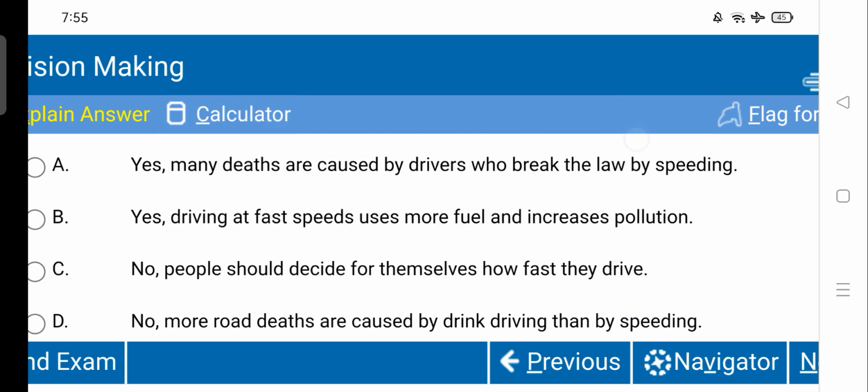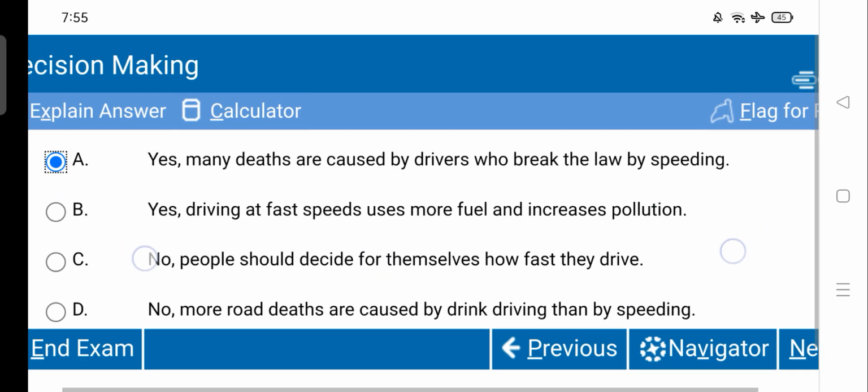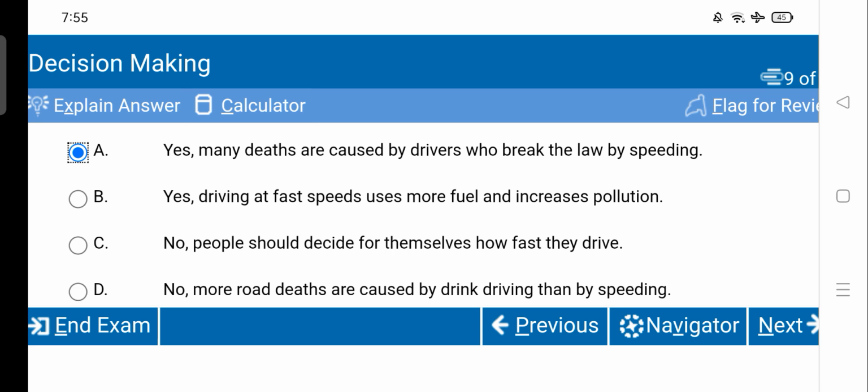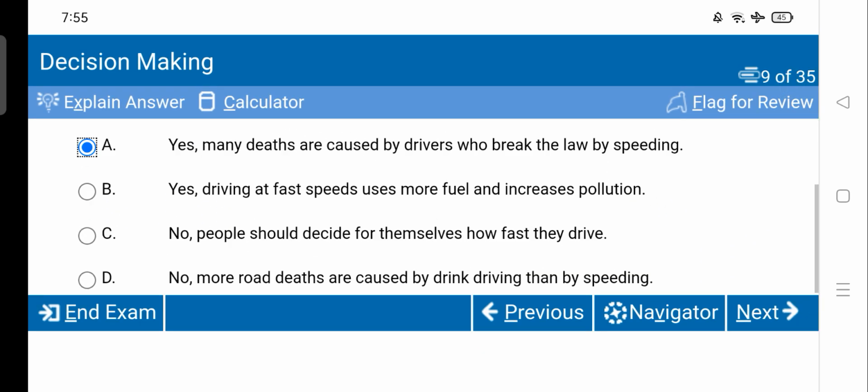So option A is the correct option, which says that yes, many deaths are caused by drivers who break the law by speeding. This is the strongest argument.